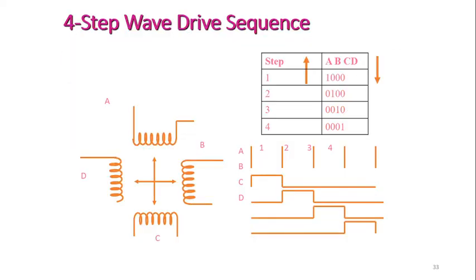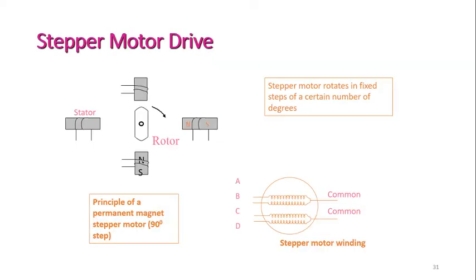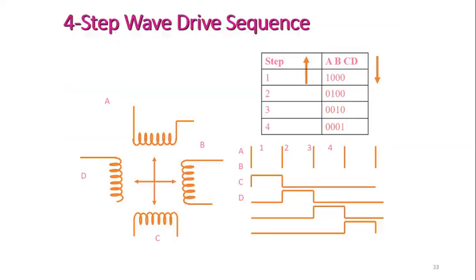Now, let us go for the further explanation of how we are going to energize the coils. I told you that based on the order in which you are energizing the coils, the stepper motor is going to rotate in the clockwise or the anti-clockwise direction. So now let us see how exactly we are going to do that operation.